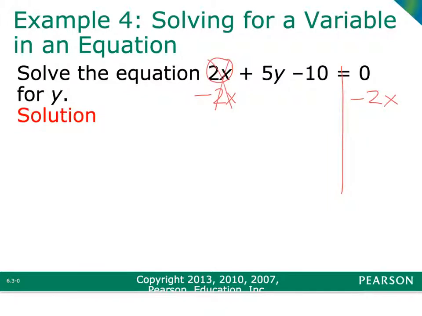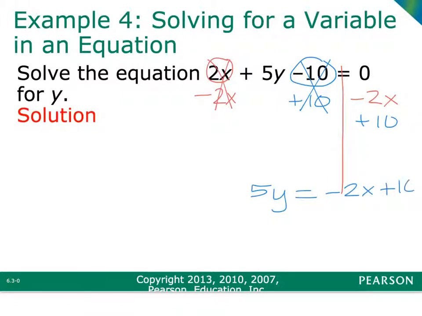In addition to the 2x, this minus 10 has got to get out of there. So the opposite of a minus 10 is a plus 10. What you do to the left, you have to do to the right. Okay, so you now have 5y on a side by itself, and then on the right-hand side, you have minus 2x plus 10. You cannot combine those because they are not like terms, because 10 does not have an x with it, so you can't combine them. You're kind of stuck, just like that.